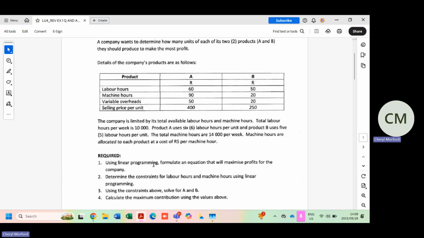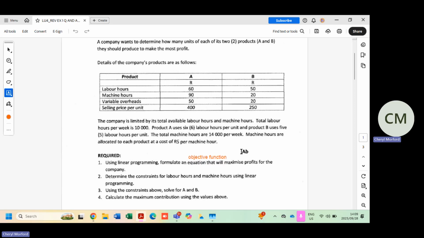So let's look at part one. I'm wanting an equation that is going to maximize the profits. So what is the name of this equation? It's called the objective function. And the objective function is written in terms of Z is equal to whatever. How I'm going to do that is I need to have the contribution for each of the products, because this equation is going to be used at the end.